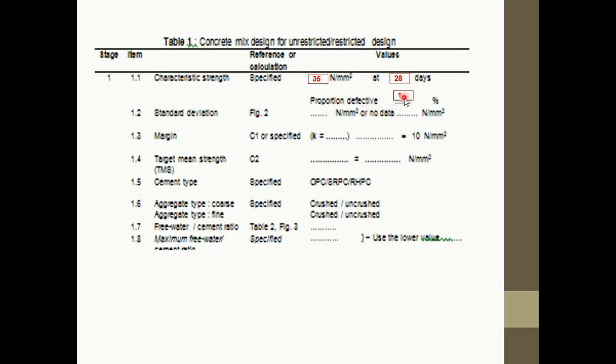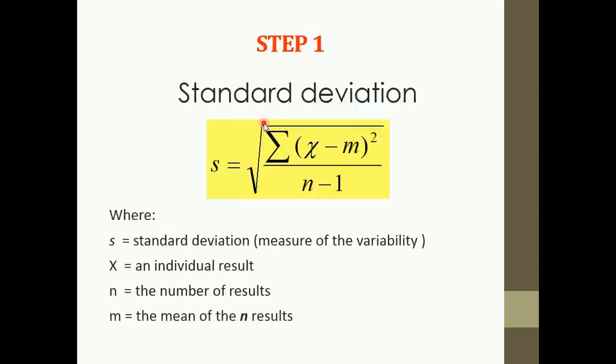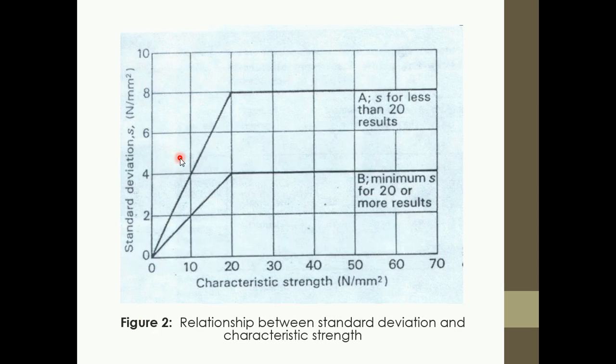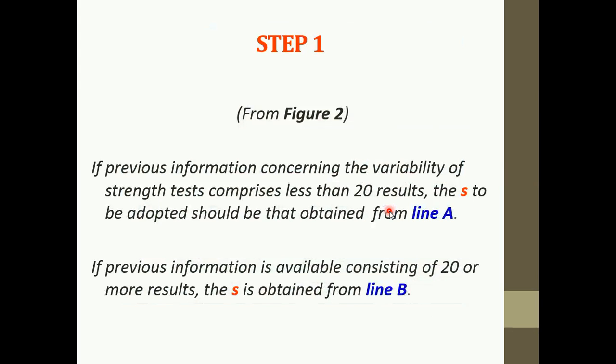Okay, next we are going to find the standard deviation based on figure 2. The standard deviation is basically given by this equation. However, we are going to use figure number 2, the simplified relationship between the standard deviation and characteristic strength. Here we have two curves, A and B. Which one are we going to use? It depends on your strength test.